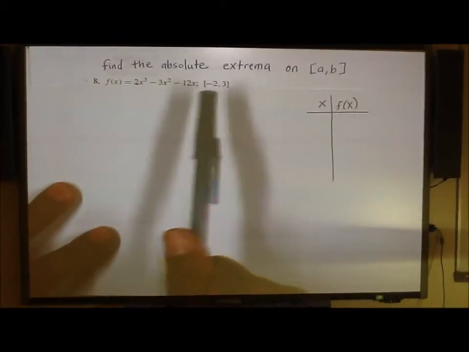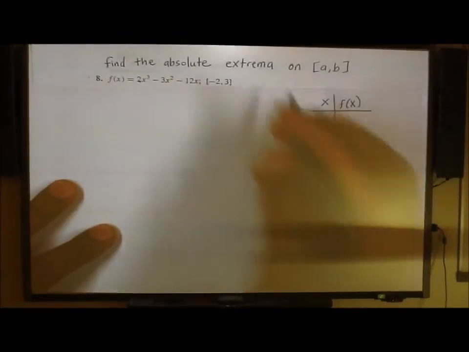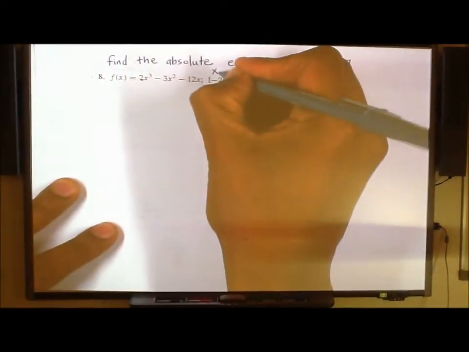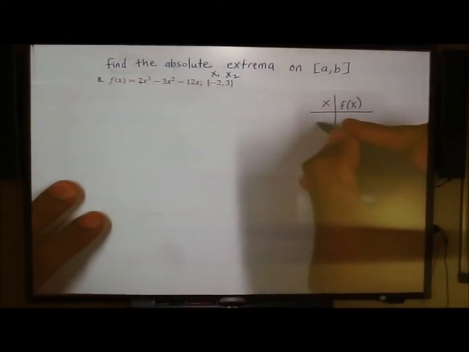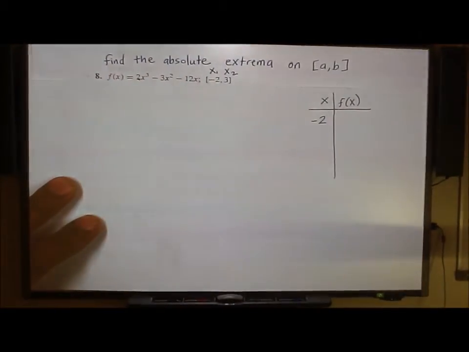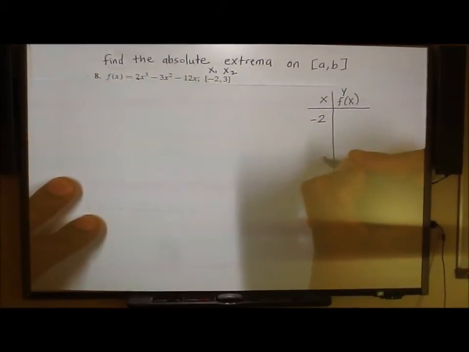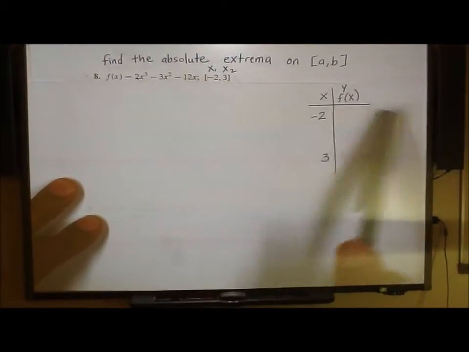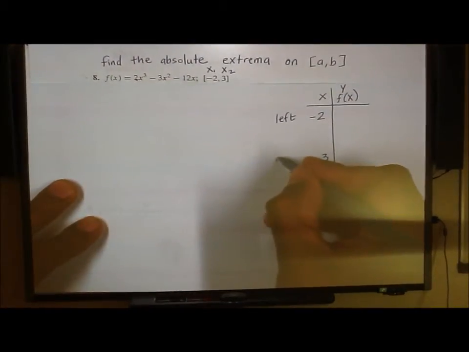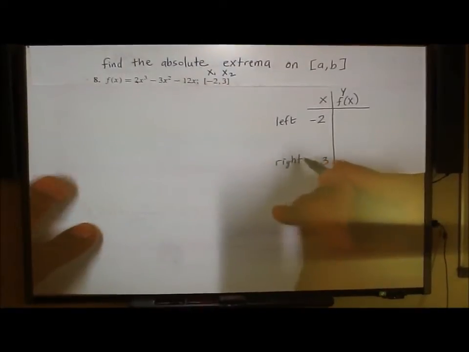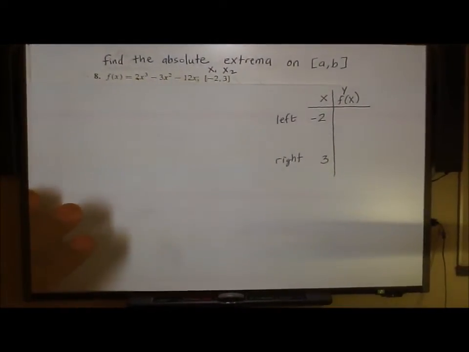Okay, so we want to find all the absolute extrema from A to B, or in this case from -2 up to +3. So your first step is to make a chart, an f of x or an xy chart, in which you try to figure out the values of the endpoints. So we're trying to figure out where we are starting, the left endpoint, and where we are stopping, the right endpoint, because that might end up being my lowest and or highest point.